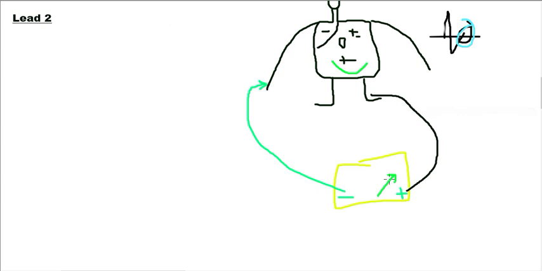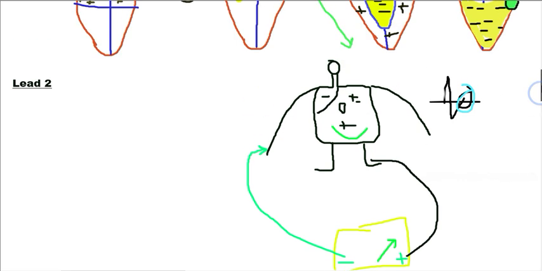In lead 2, the negative terminal is connected with the right arm, whereas the positive terminal is connected with the left leg. And as we know, the right arm is connected indirectly to the fluid that is near the right atrium, whereas the left leg is connected with the fluid that is near the apex of the ventricle. So now we will determine how much of our QRS vector can potentially be recorded by lead 2.